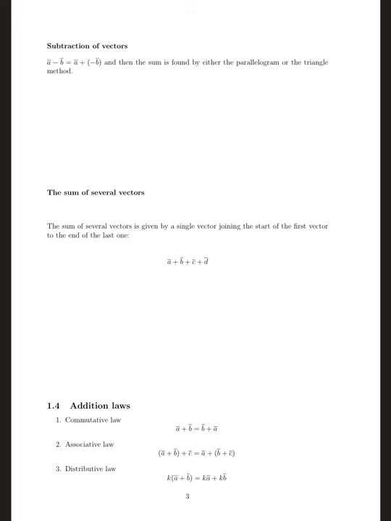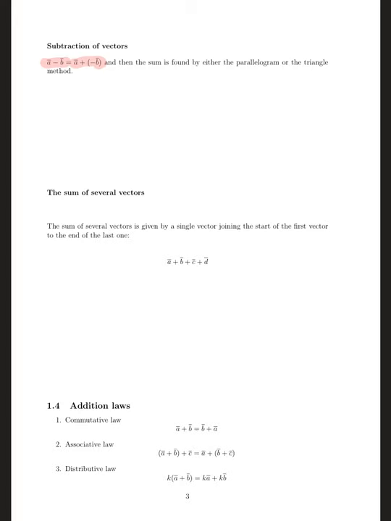What about subtraction? What if I say A minus B? Well, that's easy enough to do with what we have already. If I call it A plus minus B, where minus B there is just minus 1 times B, so it's a vector with the same magnitude as B, but going in the exact opposite direction.